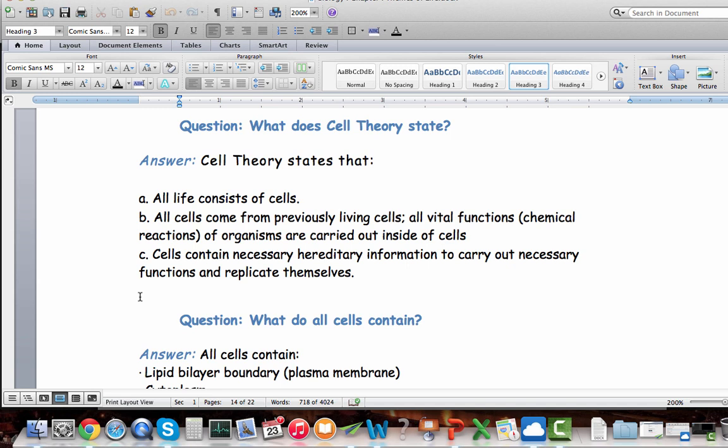Question: what does cell theory state? Answer: cell theory states that, number one, all life consists of cells. Number two, all cells come from previously living cells. All vital functions, such as chemical reactions of organisms, are carried out inside cells. Finally, cells contain necessary hereditary information to carry out specific functions and to replicate themselves. These are the major components of cell theory.